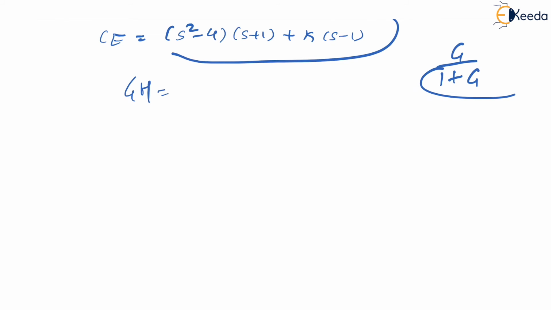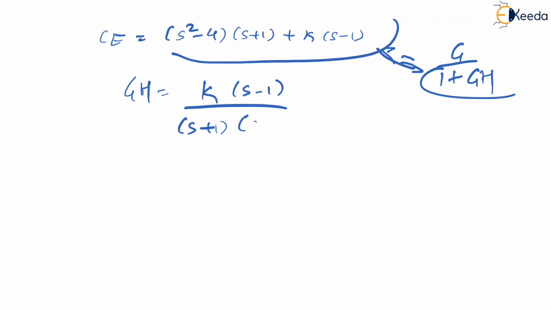So, from this, you try to find GH, basically from 1 plus GH. If you try to find GH, it is equal to what? If you try to put it this way and find it out, you will get that it is nothing but equal to k into s minus 1 upon s plus 1 into s plus 2 into s minus 2. Is that correct? Yes, it is going to be correct.